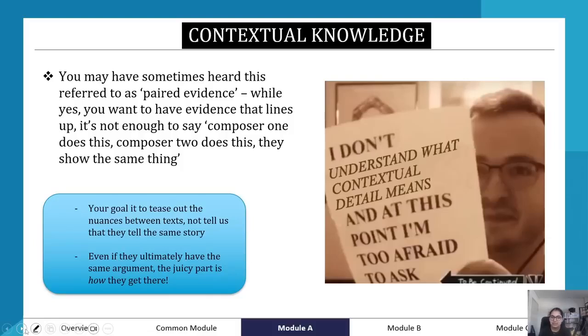You may sometimes have heard this referred to as paired evidence. Yes, you want to have evidence that lines up. It's not enough to say that composer 1 does this, composer 2 does this, they show the same thing. Your goal is to tease out the nuances between texts, not tell us that they tell the same story, because they don't. There are differences, and that's because of the context, the values and the purpose of the different composers. Even if they ultimately have the same argument, the main part is how they get to that argument and what leanings they have.